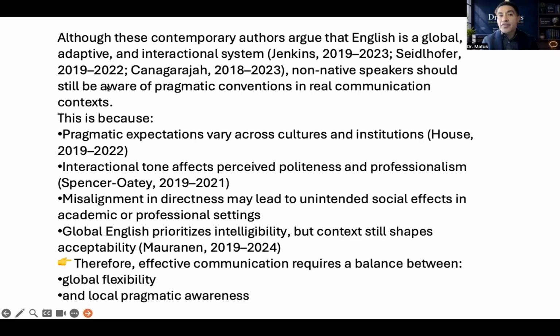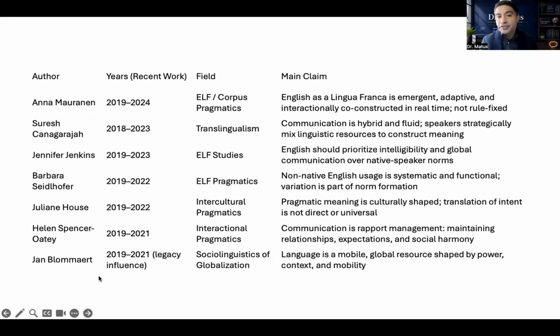You can have a look at these contemporary authors. As you can see here, they range from 2018 until 2024. And you can also have a look at their names, their fields, and their main claims regarding pragmatic development and awareness. If you have a look at Jennifer Jenkins' views, she, of course, states that English should prioritize intelligibility and global communication over native speaker forms or norms.